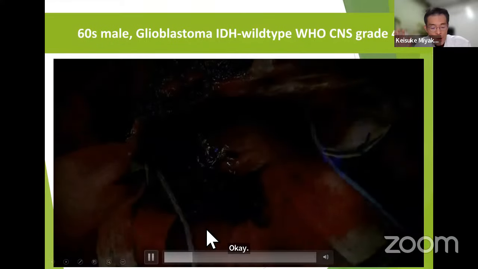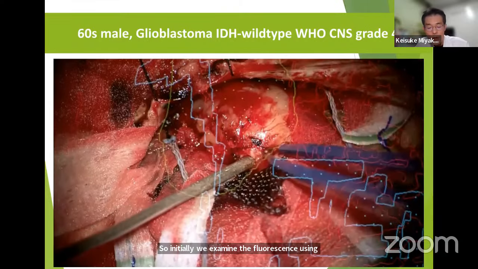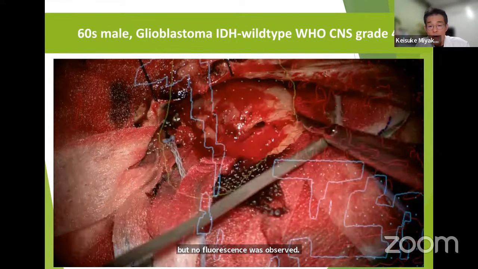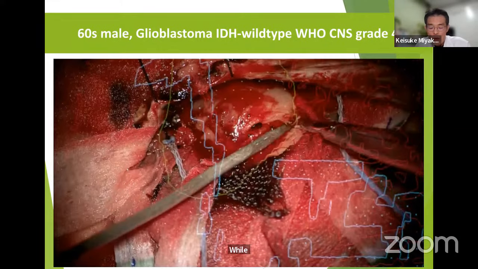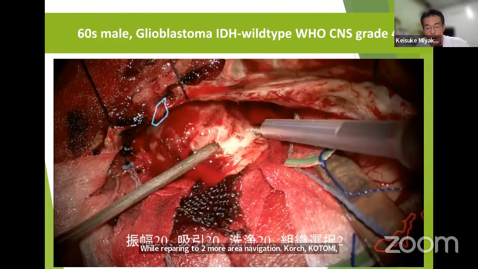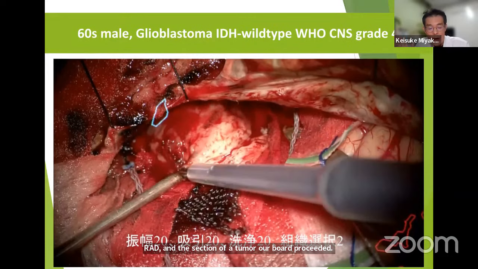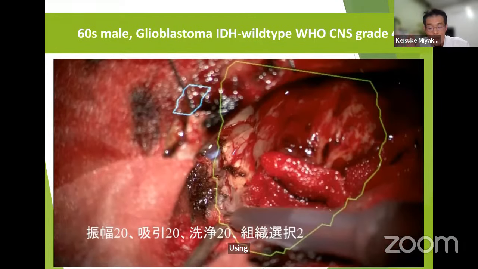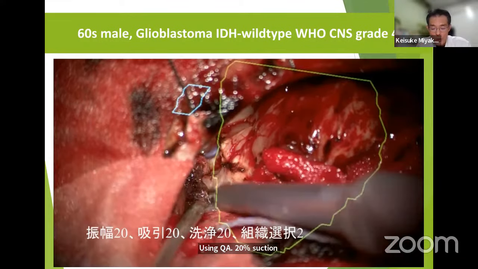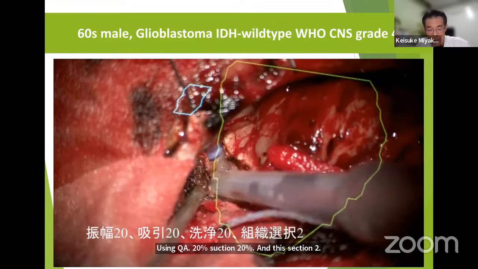Initially, we examined the fluorescence using 5-ALA, but no fluorescence was observed. While referring to tumor area navigation, corticotomy was performed and dissection of the tumor border proceeded. Using the ultrasonic aspirator at power 20%, suction 20%, and tissue selection 2, suction and dissection were performed.